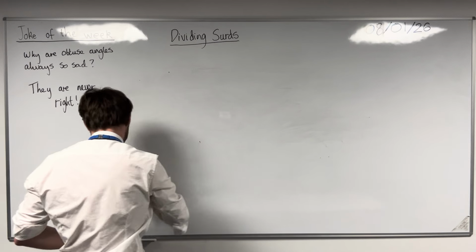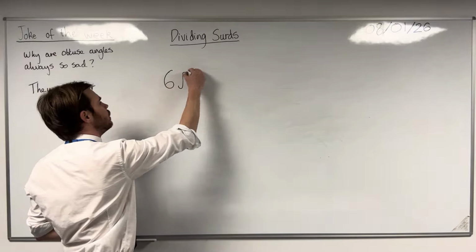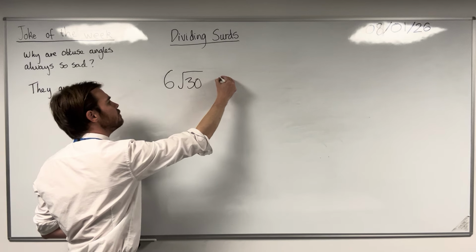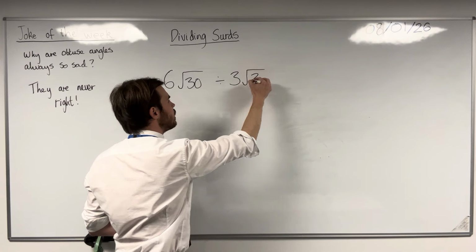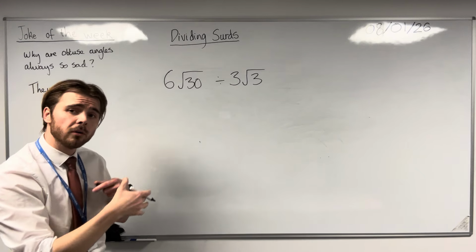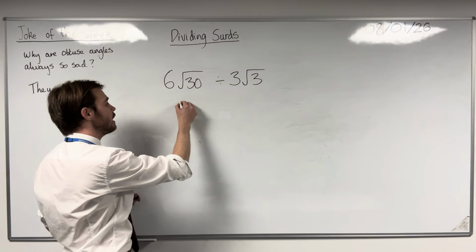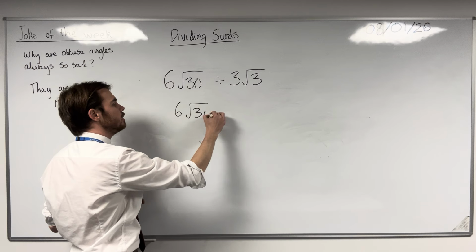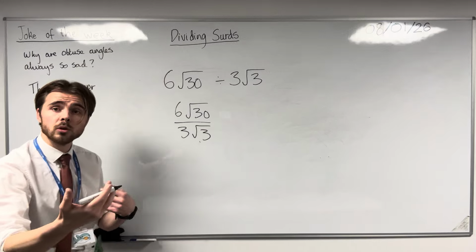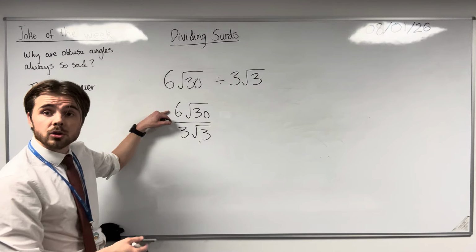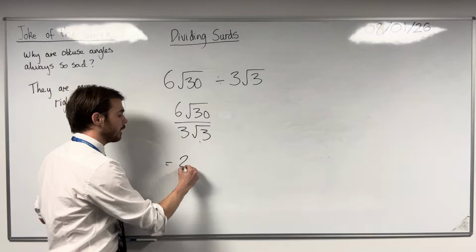All right, so the example we're going to do to finish this off is 6 root 30 divided by 3 root 3. With this particular example, if I was ever given this question, I'm going to turn it into a fraction. It's just going to make it easier to see and I think easier to deal with. Now, depending on the method you want to use, you might do the one where you just divide the top and the bottom. So I've got 6 divided by 3. That is going to become a 2.